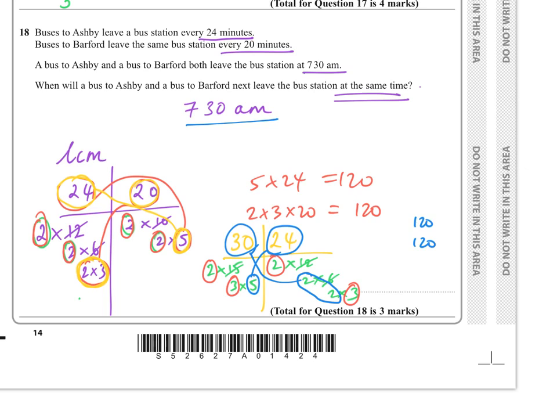If we know that the lowest common multiple of 24 and 20 is 120, then that's 120 minutes, don't forget, which is 2 hours. So that would be the next time that they both left the bus station at the same time. So if we add 2 hours to 7:30 a.m, we get 9:30 a.m.